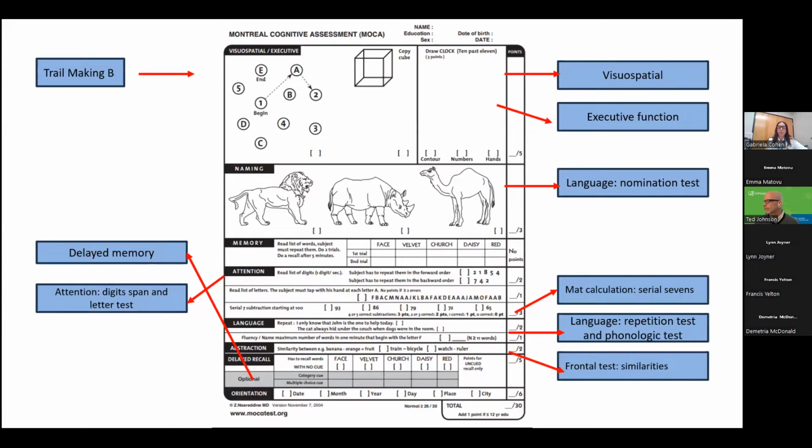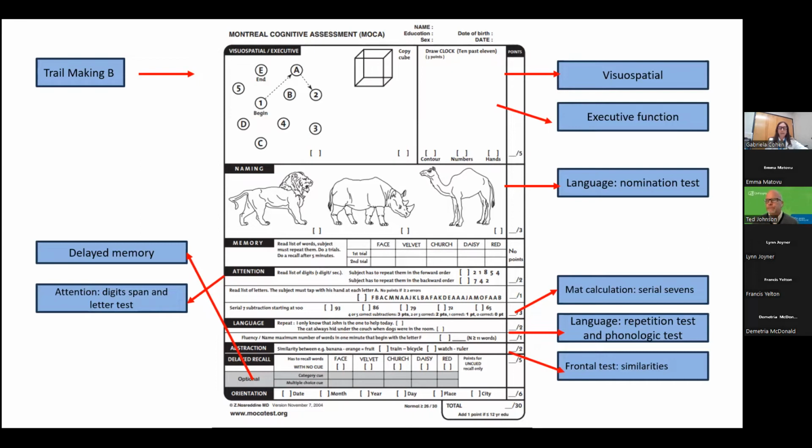Then you do a naming test. So you show these 3 animals, and you ask them to name them. And some patients have difficulty with rhino and camel because they are not animals that we see every day. Then we ask the patients to learn 5 words, and we don't score for immediate recall. Then we distract them with an attention test. This is called the digit span. So we say numbers, and we ask the patient to repeat the numbers, first forward and then in reverse.